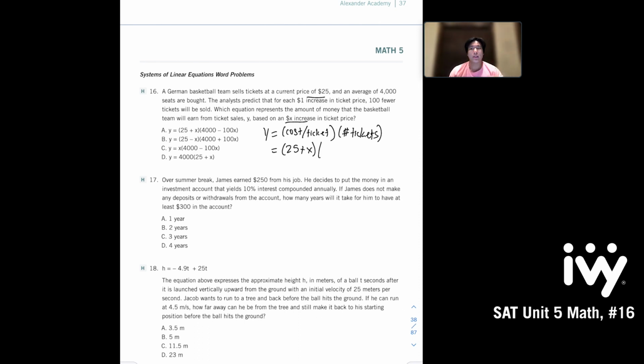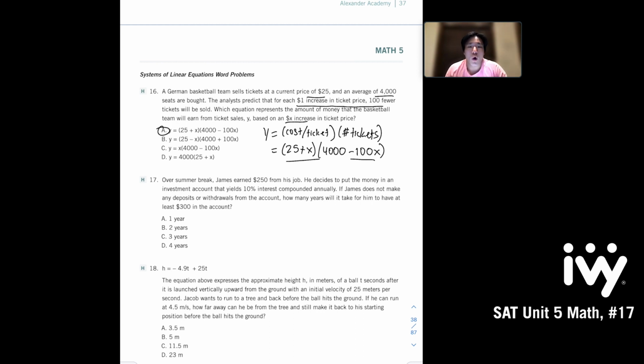So now, what is the number of tickets that we're selling? The number of tickets sold is 4,000 originally at that $25 price. However, because for every dollar increase in ticket price we sell 100 fewer tickets, the number of tickets sold will be 4,000 originally, but for every dollar increase, and X is our number of dollars increase, we're going to lose 100. So we're going to be subtracting 100 times X. So this is going to be our equation for Y, which we see lines up perfectly with answer choice A.